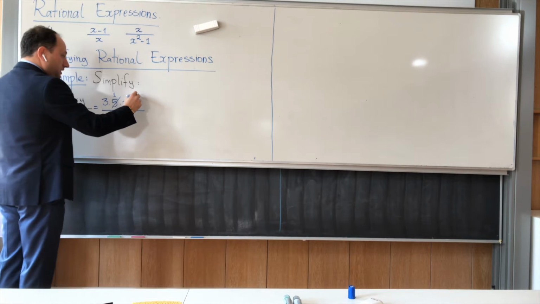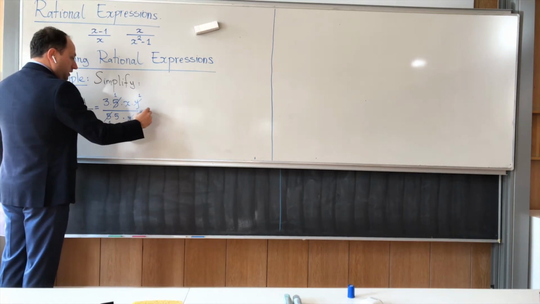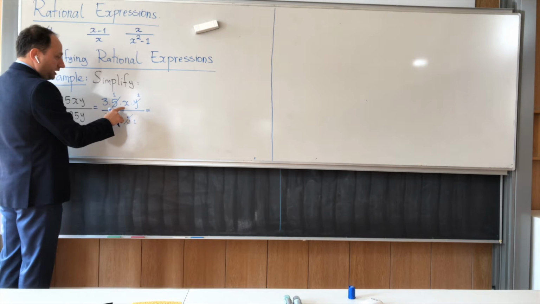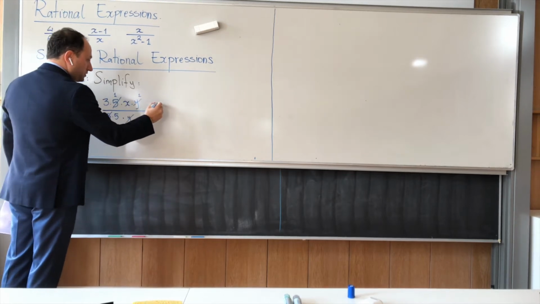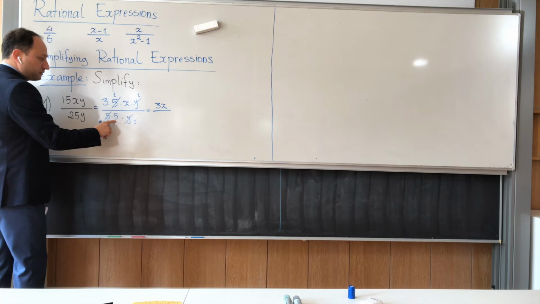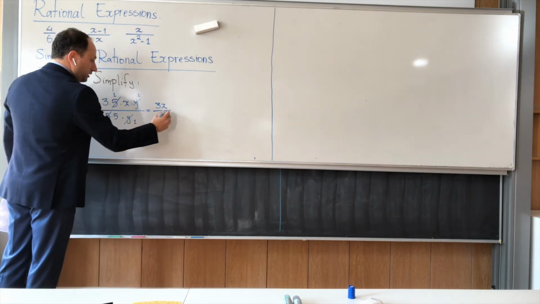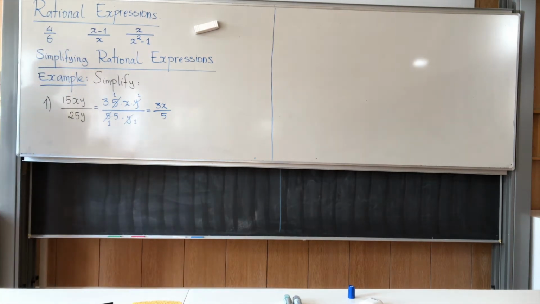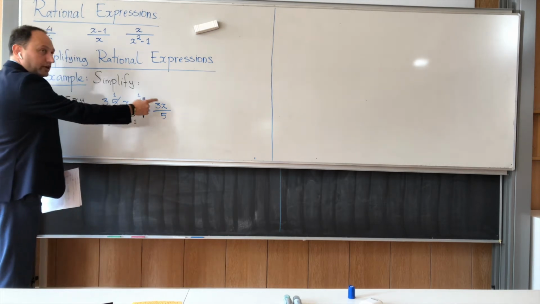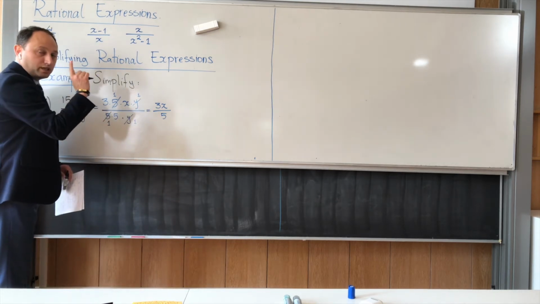And then this becomes again 1 and then 1. So then what is left? 3 times 1 times x times 1, so it becomes 3x. And in the denominator, I have 1 times 5 times 1, which becomes 5. So I would say that this expression is equal to this simpler expression, but you need to be careful.